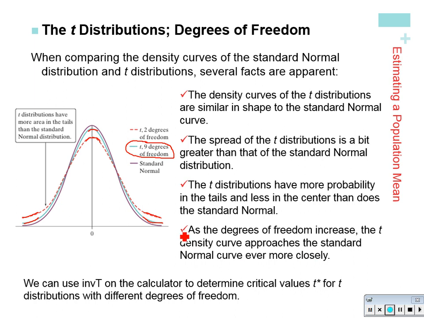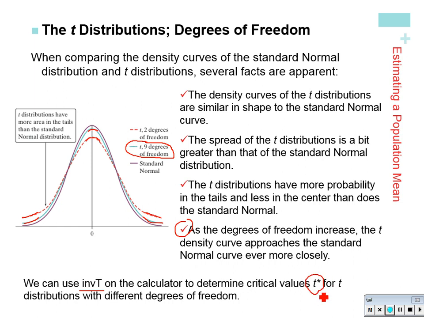And that's basically what this says down here. As the degrees of freedom increases, which is essentially saying as the sample size increases, the density curve approaches the standard normal curve even more. So we can use what's known as the inverse t on the calculator to compute the t-star score.